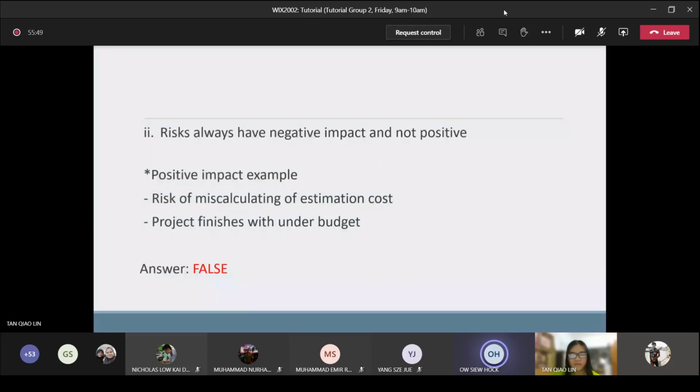Definitely it is negative, right? Unless your miscalculation is that you estimated 10,000, and then the second one happened, which is under budget, and then it becomes a positive impact. If you want to put that, then you have to combine it with the second sentence: you miscalculated the cost estimation, and then you end up under budget, that will be a positive impact. Okay, thank you. Make sure that you write it in the correct terms.